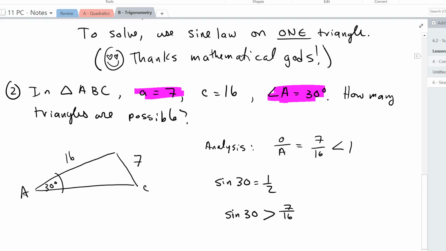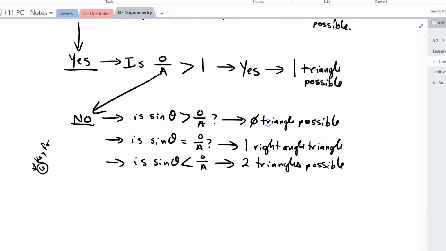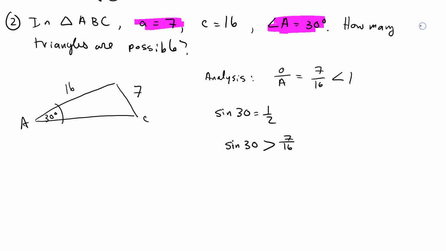So what does our constructing triangle say? If sine of theta is greater than the ratio of sides, then no triangle is possible. So we can say no triangle is possible.